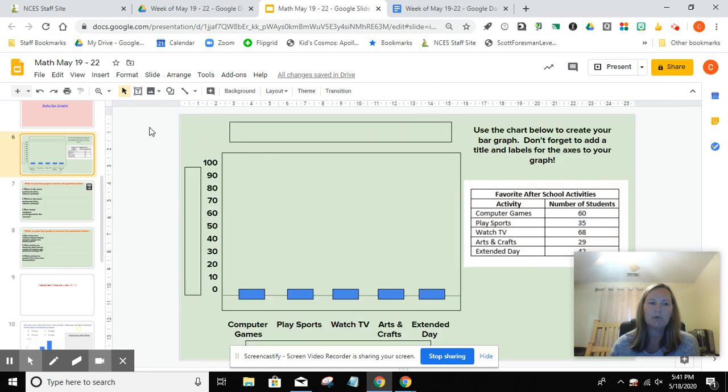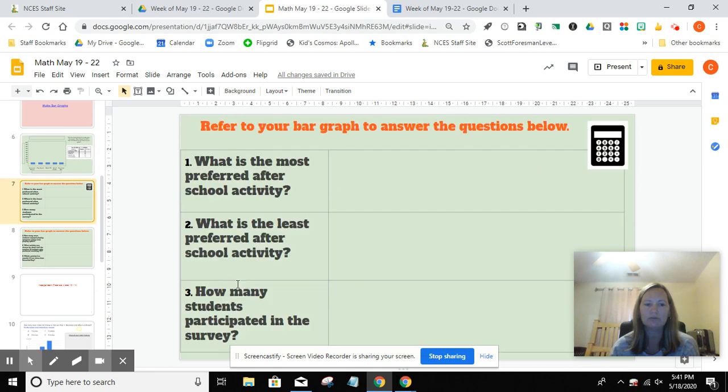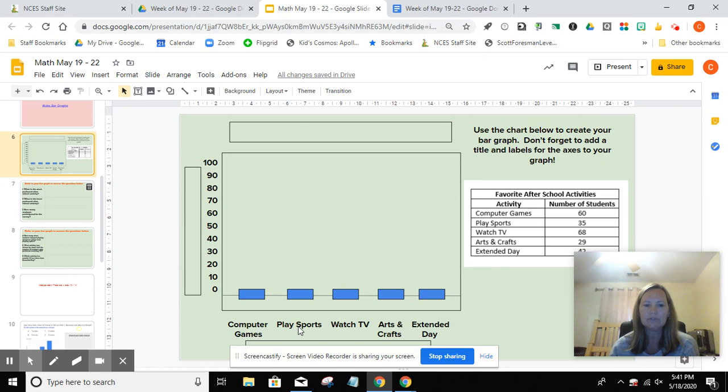This is where you're now going to be practicing how to set up your own bar graph. So the directions say use the chart below to create your bar graph. Don't forget to add a title and labels for the axis to your graph. Remember, the x-axis is going to be your bottom down here. So they've already titled what these represent, but in this one box below, you've got to title it.